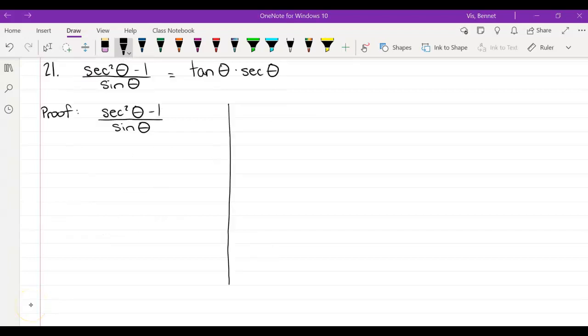Number 21 is very similar to number 19. It's basically the exact same proof, but with secants and sines and tangents instead of cosecants and cosines and cotangents. I'll do it a slightly different way, so you have another look at it. It's going to start the exact same though. That secant squared minus 1, Pythagorean property, that's going to become tangent squared of theta all over sine of theta. I justify after I take the step.